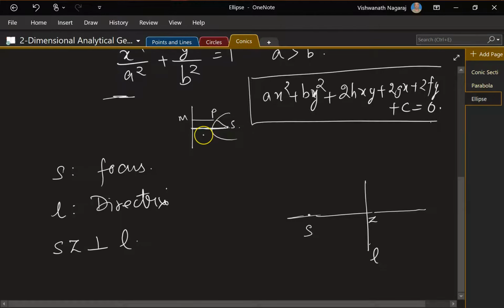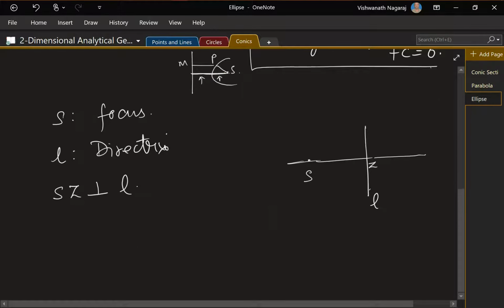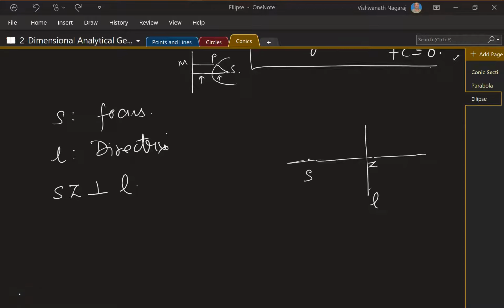So in case of parabola, this would be equal to this. This would be equal to this. But similar to that, what would it be? Remember, there would be a ratio, right? SP by PM equal to E. Now, in case of parabola, we took the midpoint of SZ. But here, it would not be midpoint because here E is not going to be equal to 1. That is, the ratio is not going to be 1. It is going to be less than 1.